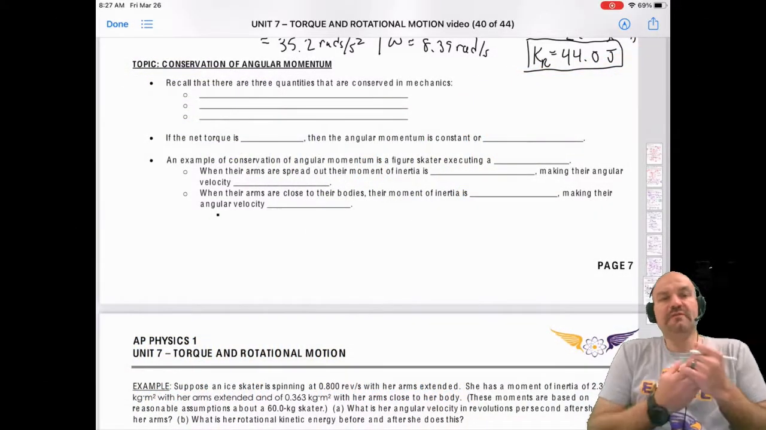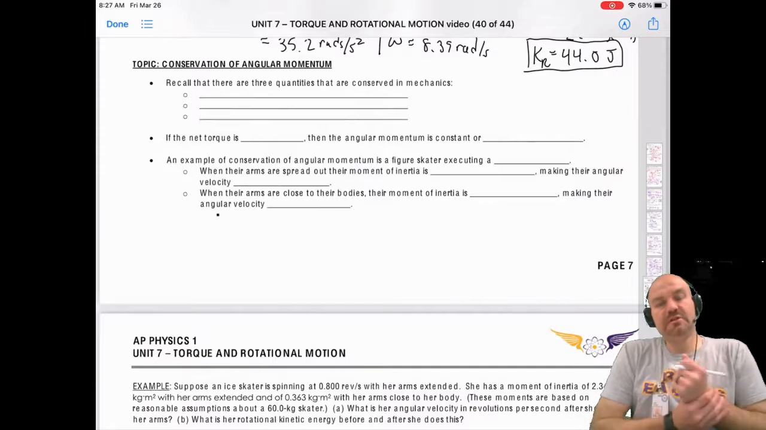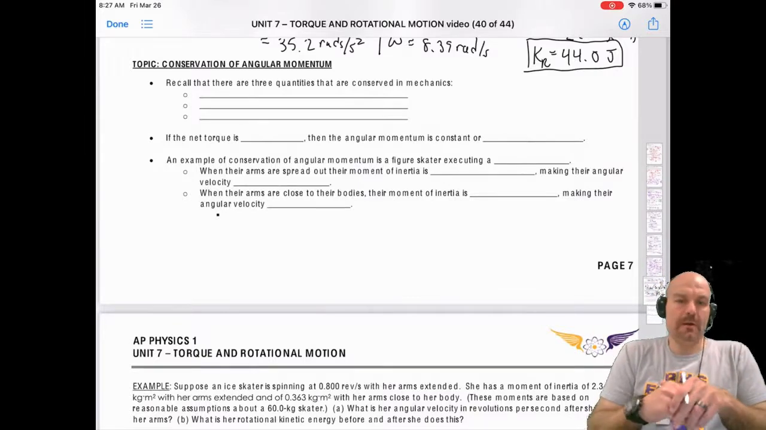Okay, so here we are in our last video for Unit 7 of torque and rotational motion, and to also finish up our AP Physics 1 curriculum. Okay, so conservation of angular momentum.